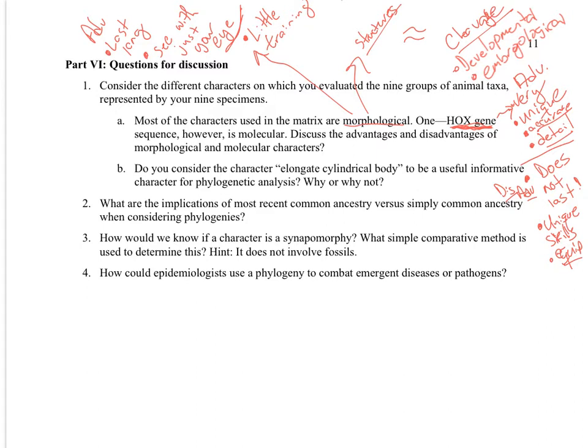Some of the negatives are that morphological data can be subjective. If not done right, and even when done right, it can still be subjective. So you say it's round, I say it's not as round. So some of the characteristics can lend themselves to be, well, in the gray area.